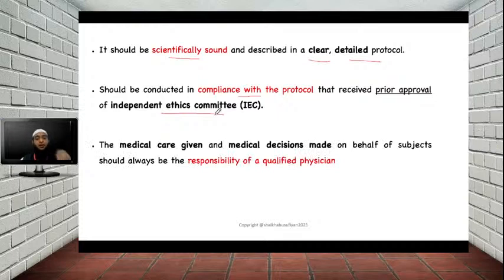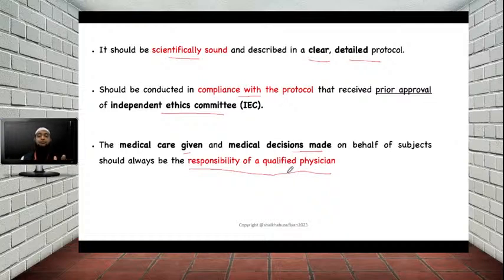Okay, next point: the medical care given and medical decisions made on behalf of the subject should always be the responsibility of a qualified physician. Now sometimes it could be possible that the patient is not in a condition to take the decision. Maybe he is unconscious, or he may suddenly suffer from some problem, or he may go into a coma.